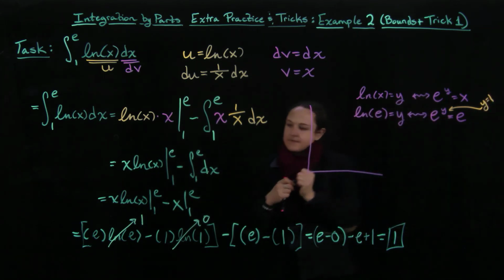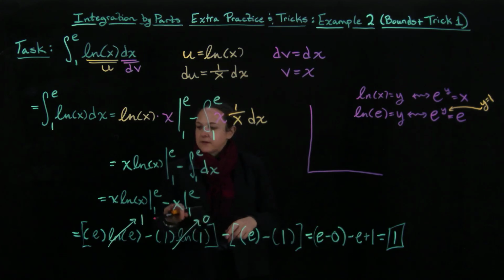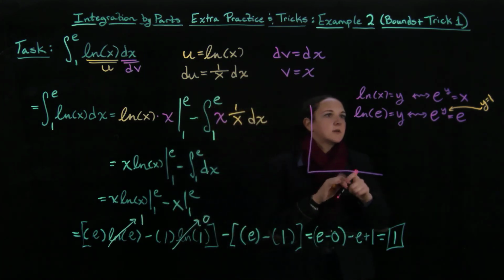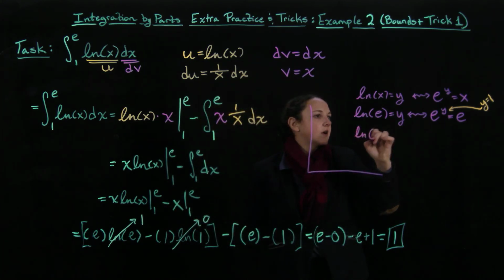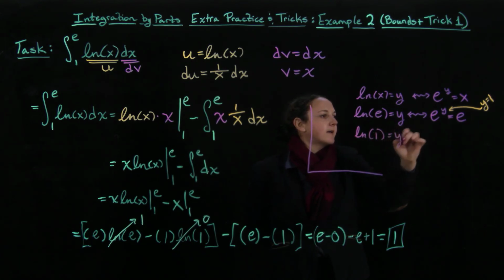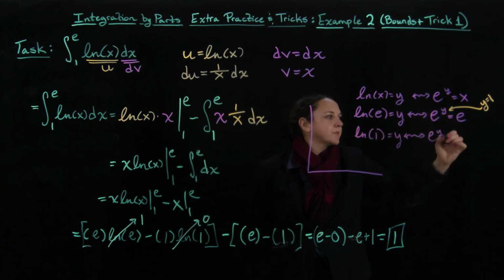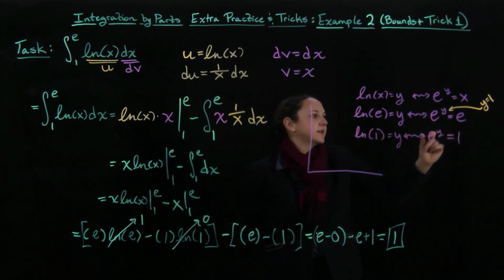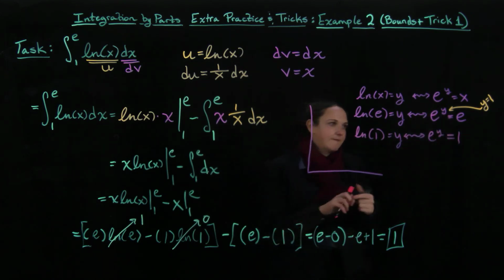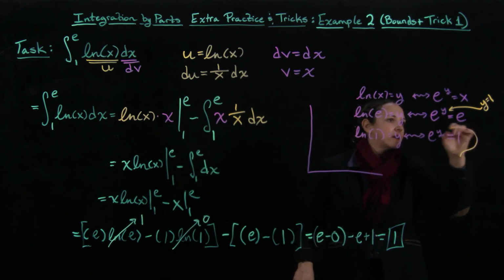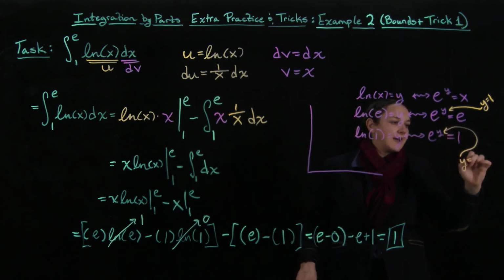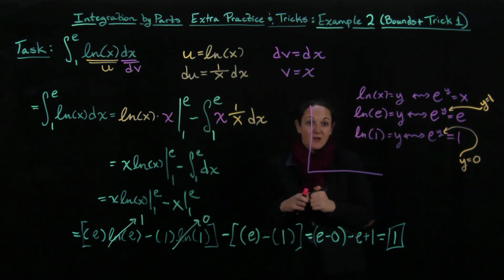And then I do the same thing, right? If I'm trying to figure it out for 1, I take the natural log of 1 equals y. This translates over to e to the y equals 1. Well, how do you get that? That has to be 0, okay? So this tells me that y has to equal 0.